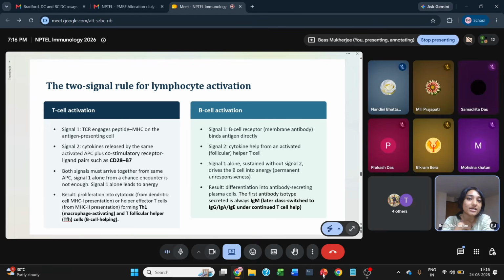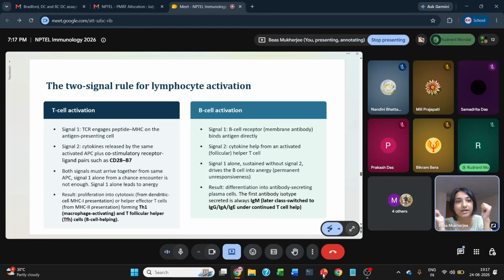Right. Now the two signal rule for lymphocyte activation. This we have talked about in our previous classes. If you remember, there was a signal 1 which is binding of the TCR with the MHC class 1 or class 2, and you have this co-receptor binding. Those are two signals plus cytokine activation. So signal 1, TCR engages the peptide MHC on the antigen presenting cell. Signal 2 is cytokines released by the same activated APC plus the co-stimulatory receptor ligand pairs such as CD28 and B7. Both signals must arrive together.